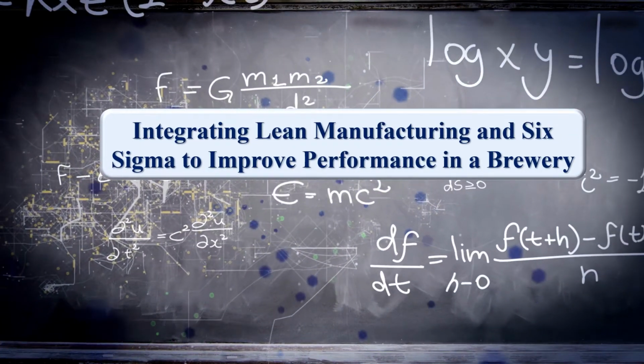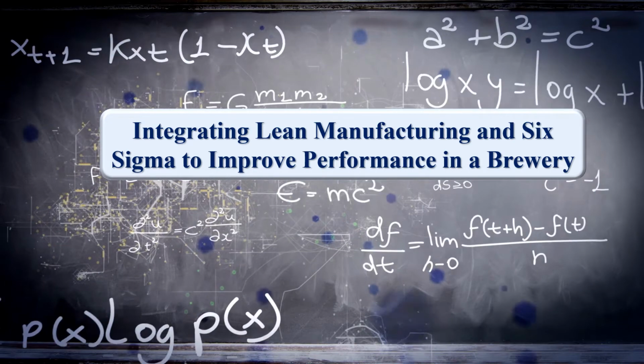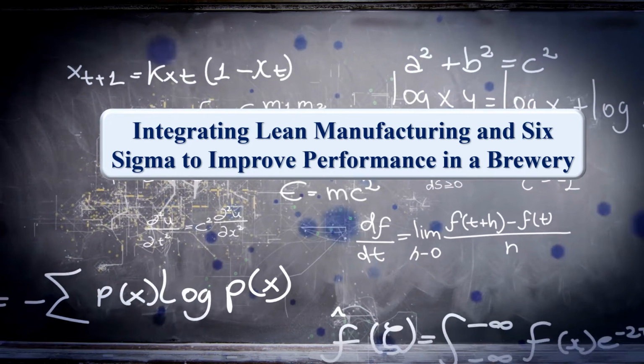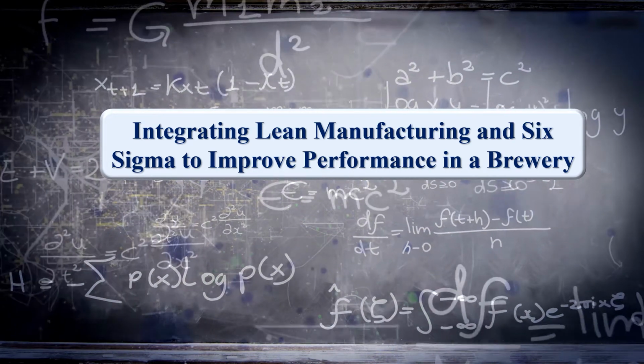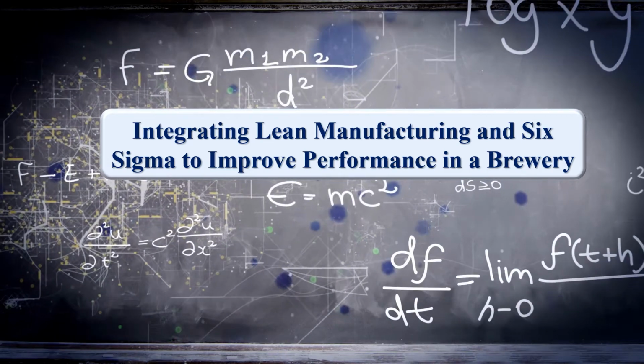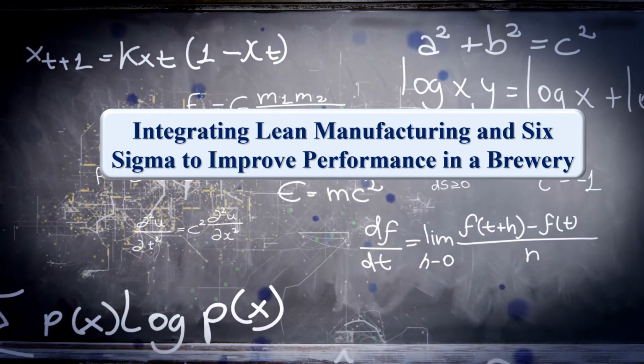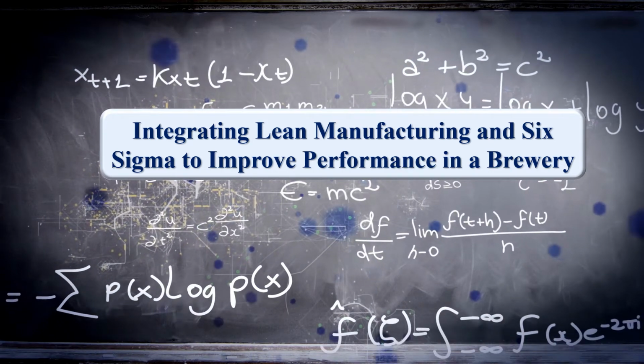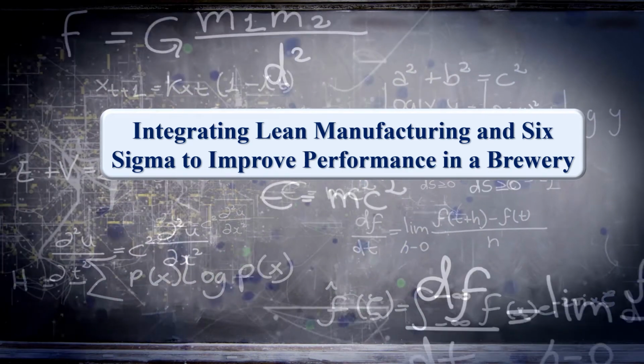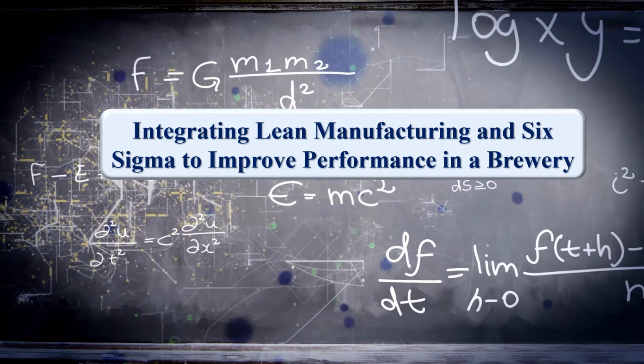Welcome to the second VIP project that falls under the main program related to the lean approach and implementation of sustainable value chain in multiple types of industries. In this project, we will be integrating the lean manufacturing and Six Sigma tools to improve the performance of a brewery.